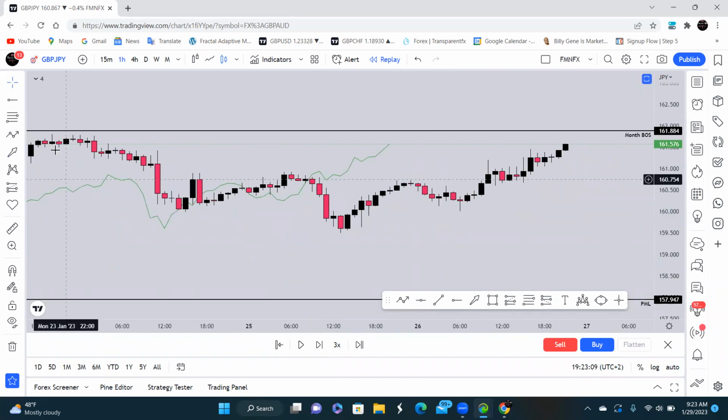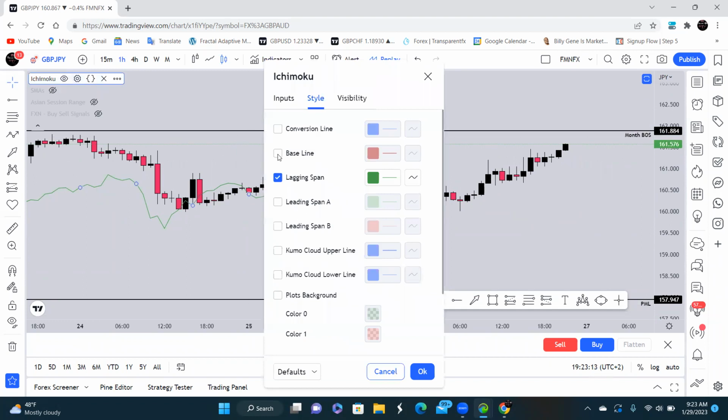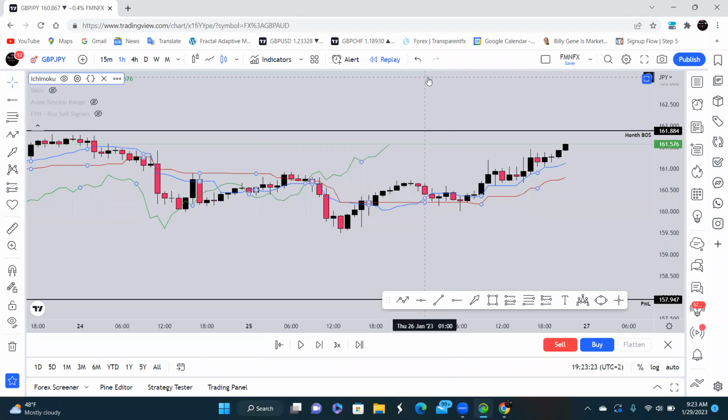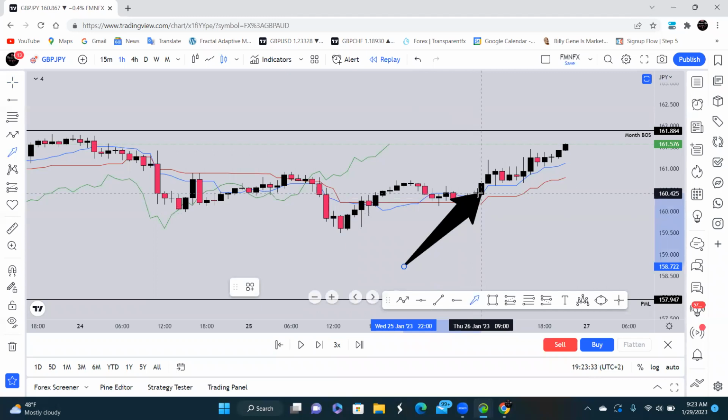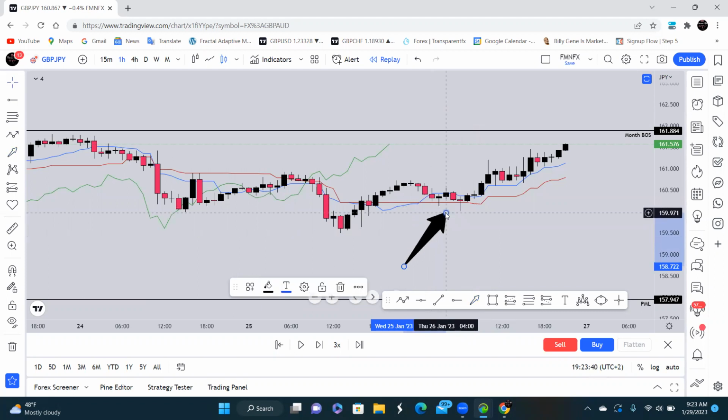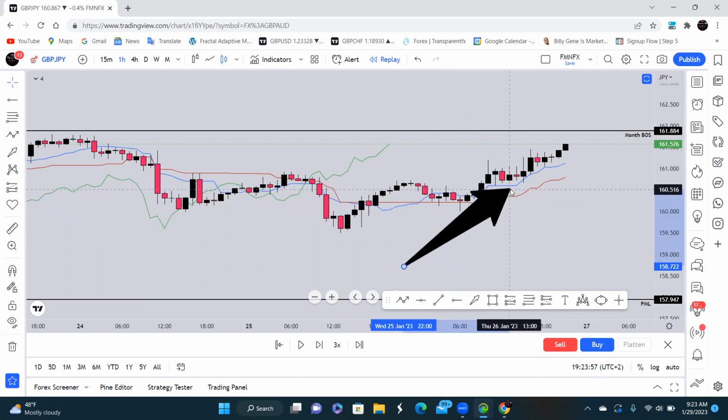Okay, that's number one. Now let's add on, shall we? Let's add the base and your conversion line, the TK. So now we have our moving averages, more moving averages. We have our base and our conversion. One is called the Tenkan-sen, the other is called the Kijun-sen. But we're not going to focus on the names because I don't want you guys getting confused. Just say TK. Or how I like to say it is, when it's a buy, I want blue over red.